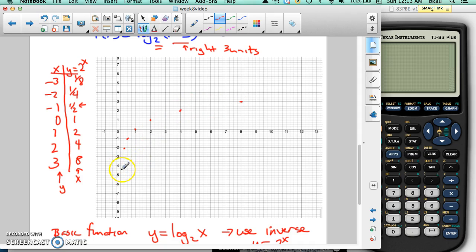Okay, so this would be my function of y equals log base 2 of x. So that's my basic function.